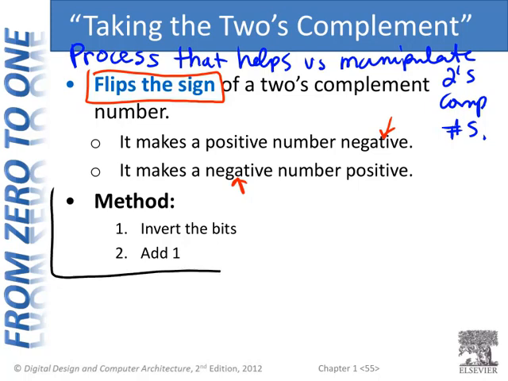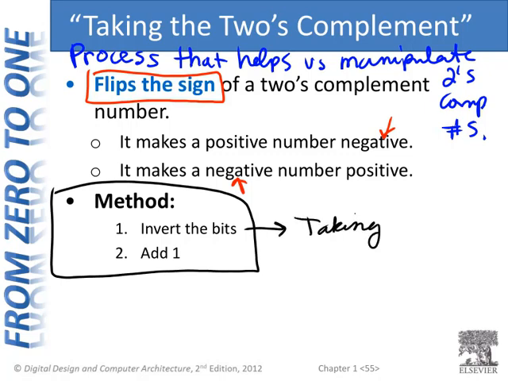is as follows. We invert the bits, which is called taking the 1's complement. That process of inverting the bits is called taking the 1's complement. And then we add 1. So to take the 2's complement, we need to do two things: invert the bits and add 1.